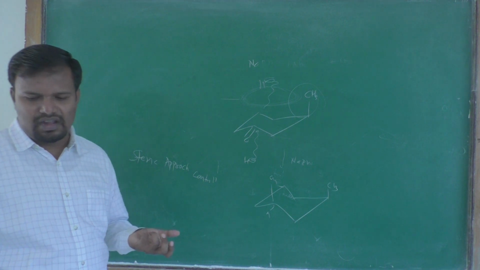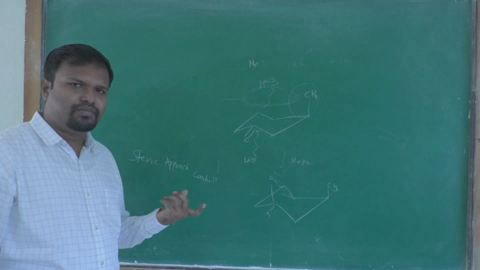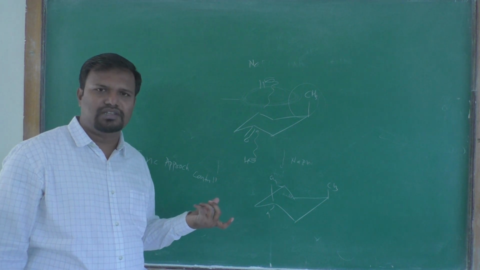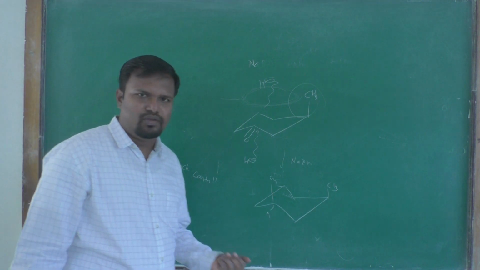This is all about the reduction of a carbonyl group which is directly attached to the cyclohexane ring. I hope you all get these points. Thank you very much.